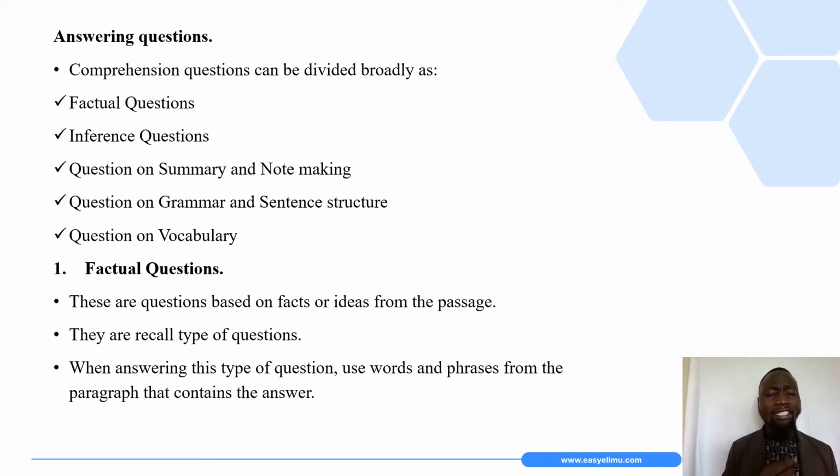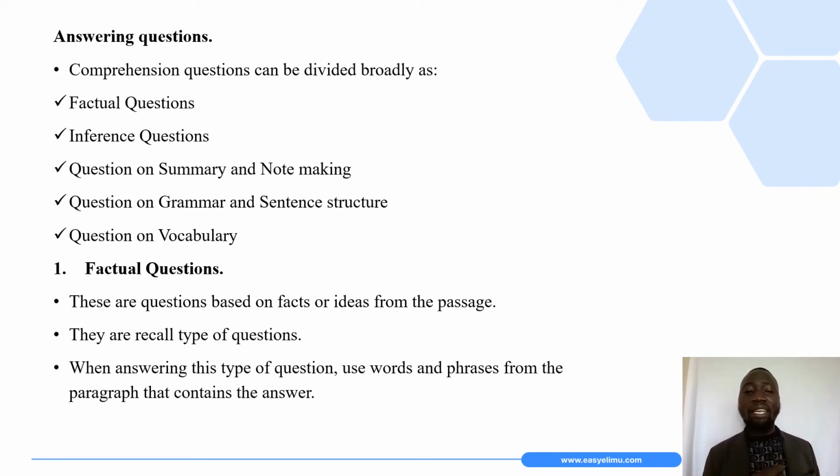So the next stage that we have, or the next thing that you are supposed to do after the reading stages, is now answering questions. So what are some of the things that a student is required to do before or when answering questions based on the passages? Before we look at that, I'd like to let you know that comprehension questions are divided broadly.